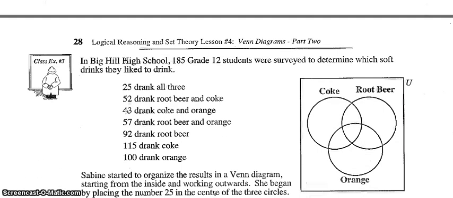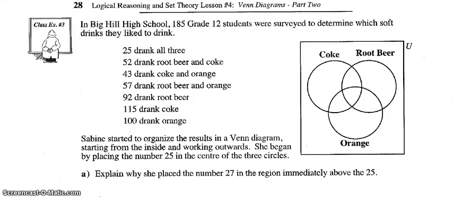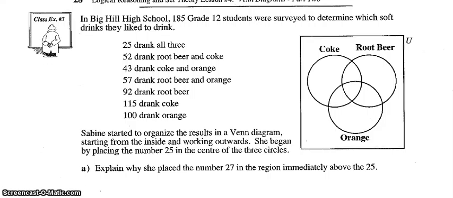Okay, let's move on. Oh, another question. Now this time you need to fill in the numbers. In a Big Hill High School, 185 grade 12 students were surveyed to determine which soft drinks they like to drink. So there are a total of 185. Now, the order you put in the numbers may not follow the same order the information is presented. You need to see which one can go in first, which one can't go in yet, right? So you wait until later, and you keep track of whether you have dealt with the number or not.